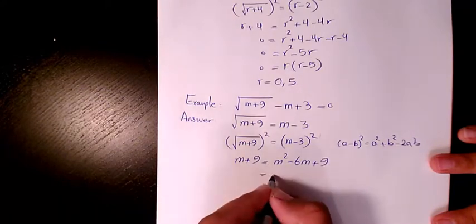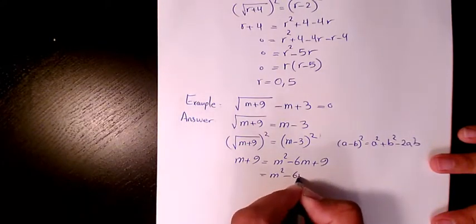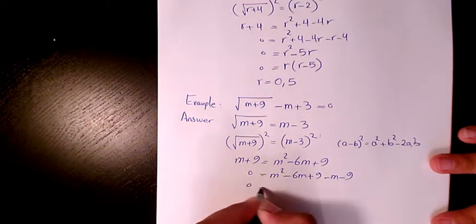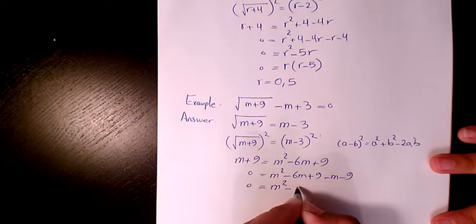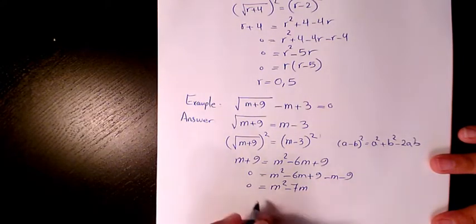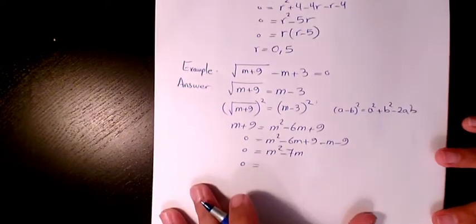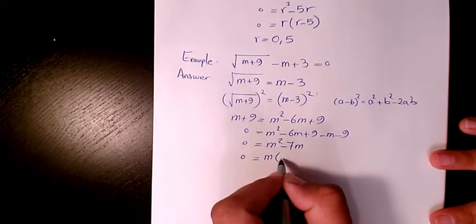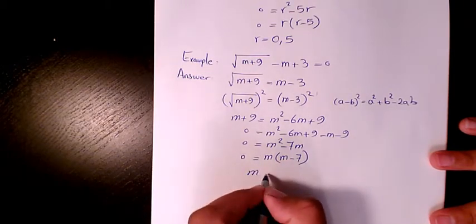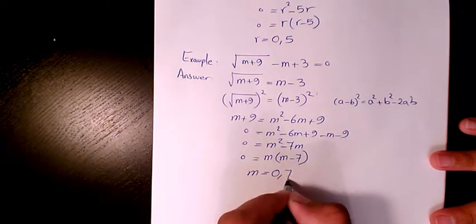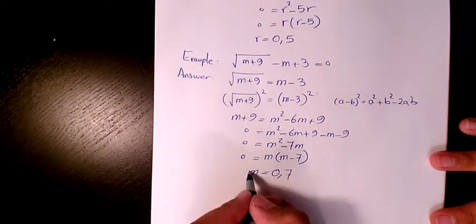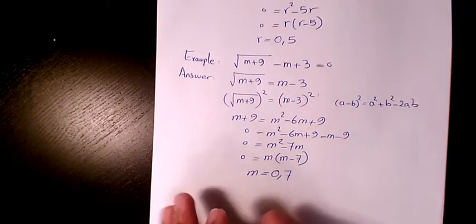And then you move the other two terms to the right hand side. It's going to be m squared minus 7m, and 9 and negative 9 cancel out, and then I can factor m here. It's going to be m times m minus 7. Then the values are going to be 0 and 7. 0 and 7 is going to be the final answer to this example.